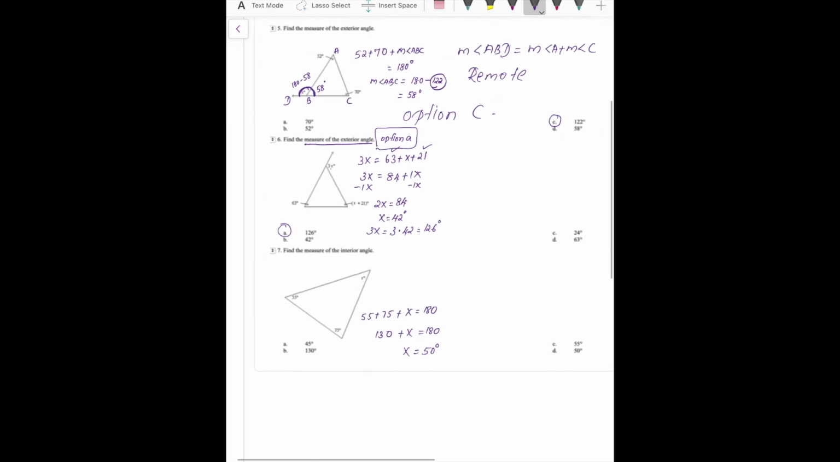So your answer is going to be 50 degree, which is, do I have an option for that? Yes, option D. Hope you understand this, and please go over the notes again and see what is the triangle sum theorem. Triangle sum theorem is the sum of the three angles of a triangle is 180 degree, and the measurement of an exterior angle of a triangle is the sum of the remote interior.